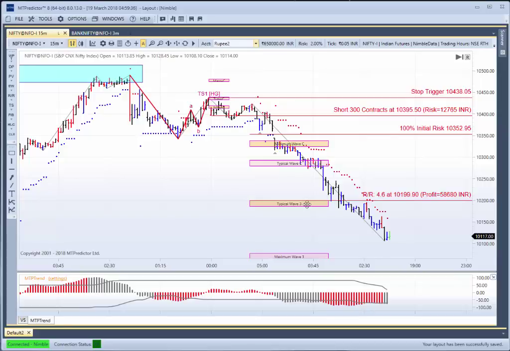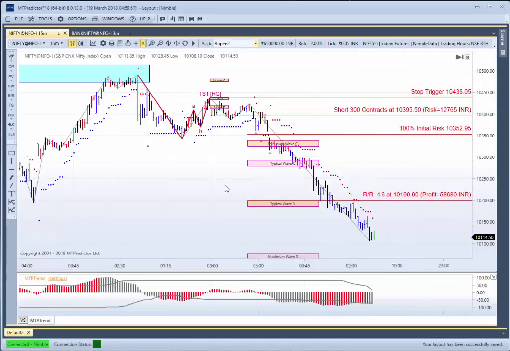But this is why we like the Holy Grail trade setup, because when it goes as anticipated, the profits are large, but just not large in dollars, or in this case rupees. They're large in relation to the initial risk. So at the target here, the profit will be potentially 4.6, or approximately 4.5 times the initial risk.